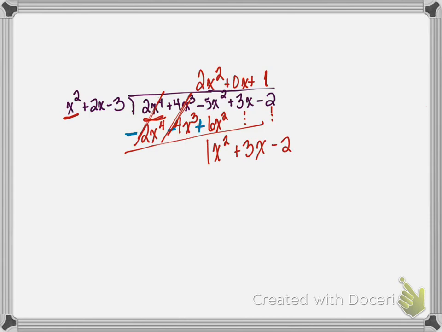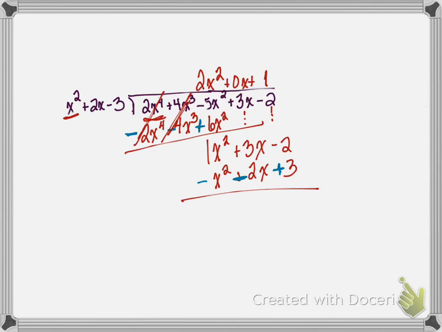Okay? So now, when I multiply x squared plus 2x minus 3 times 1, I'm able to just write it right underneath. So I have x squared, so 1 times x squared, 1 times 2x, 1 times negative 3. What am I doing? Subtracting. Okay?